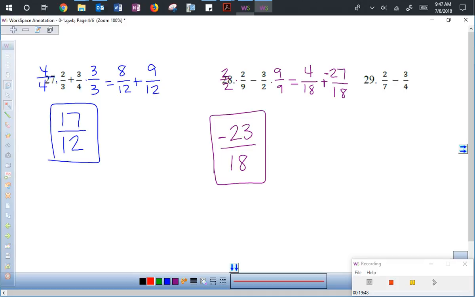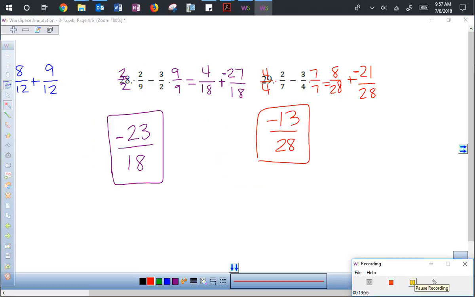Alright, what I'd like you to do is pause the video, do number 29 on your own. All right, hopefully you multiplied your first fraction by 4 over 4 and your second fraction by 7 over 7 to get 8 over 28 minus 21 over 28, which I changed to plus a negative. And when you add those together, you should get negative 13 over 28, which does not reduce.